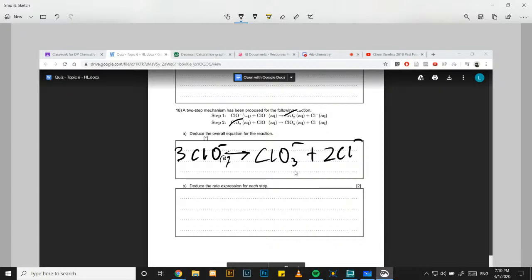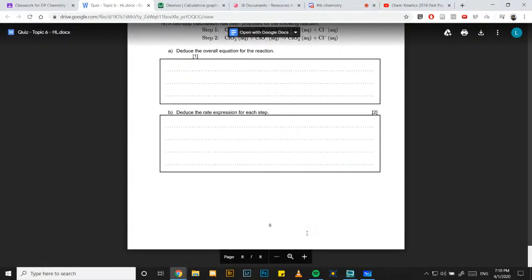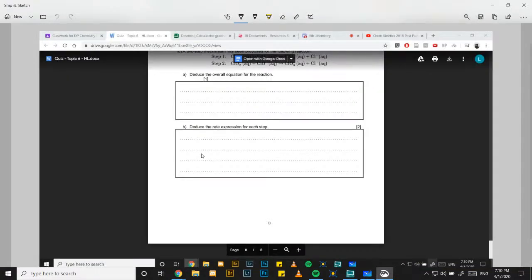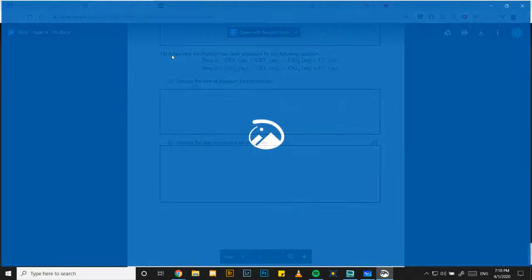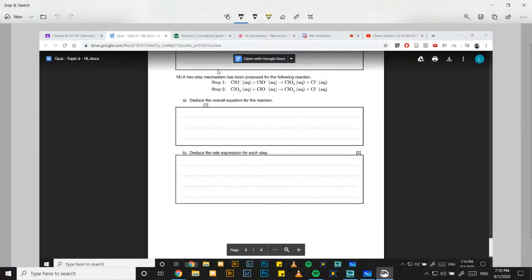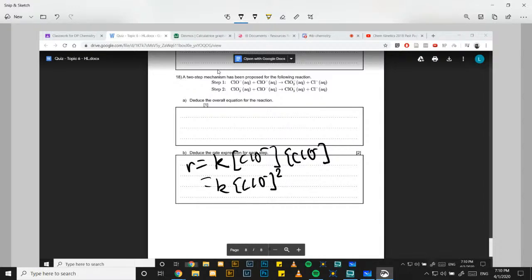Deduce the rate expression for each step. This is actually the last question, probably the last question of the test. The rate expression for each step. Wow, I'm really stupid. I moved the equation out there. There. Okay, so for step number 1, you're looking at the reactants. So you're going to end up with R is equal to k times the reactants, ClO minus and another ClO minus, which if you combine them is equal to k[ClO minus] squared.